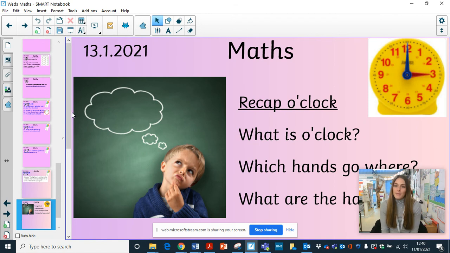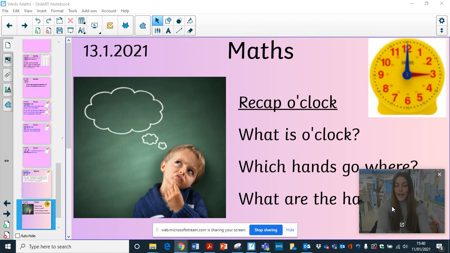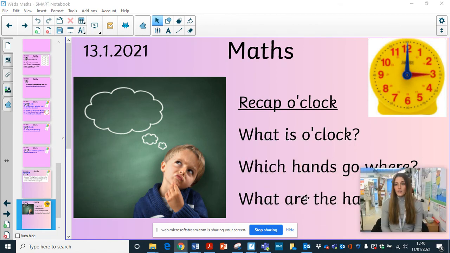Then there's just a little recap at the end, a bit of a plenary. What is o'clock? Which hands go where? And what are the hands called? What is the term for the hands? What is the correct language we use to describe the hands?